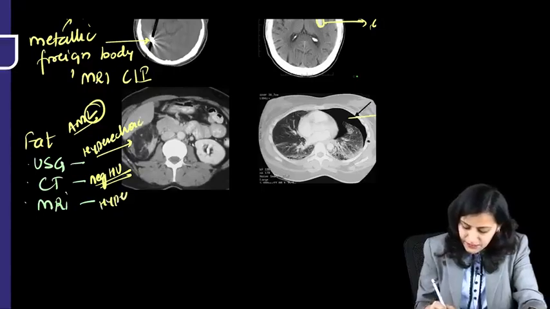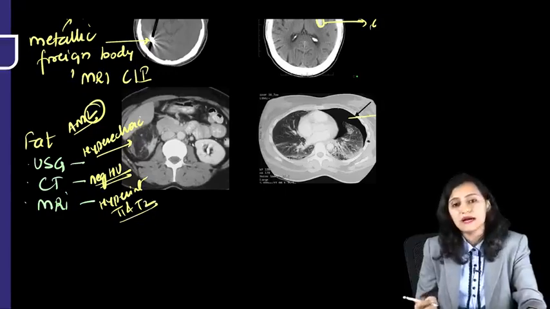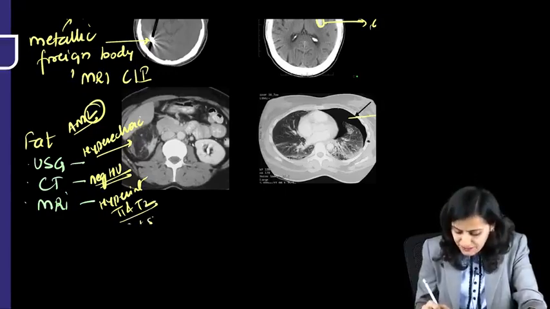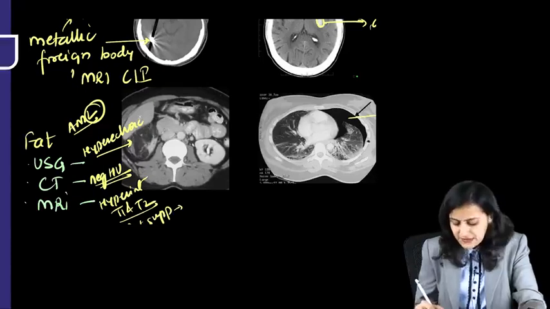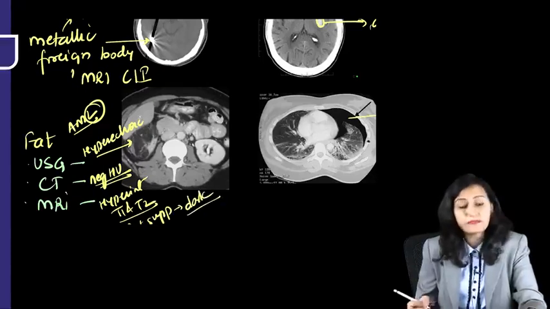On MRI, it appears hyperintense on both T1 and T2 weighted MRI. If you do a fat suppressed sequence in MRI, this will become dark. Fat will become dark on fat suppressed sequences.